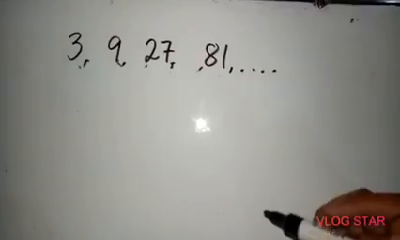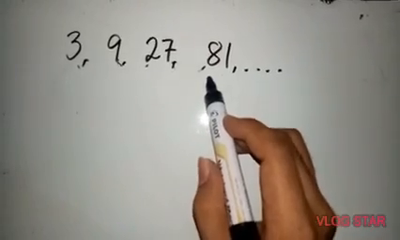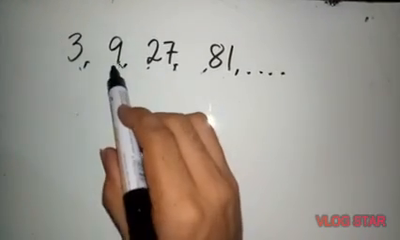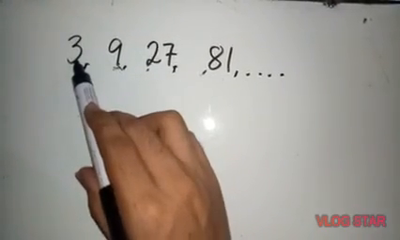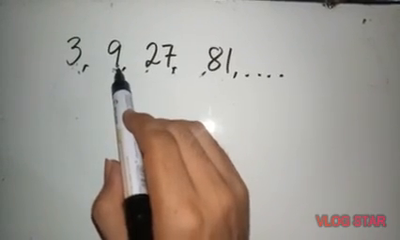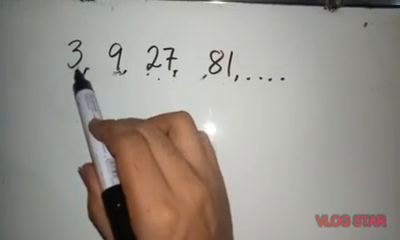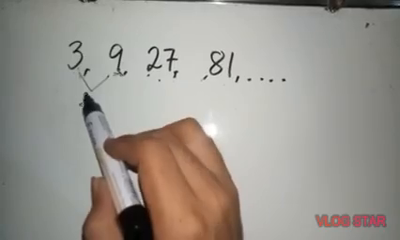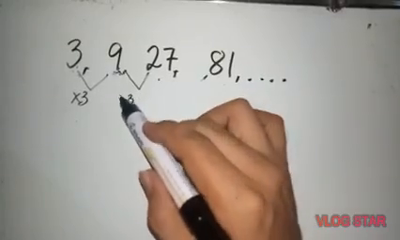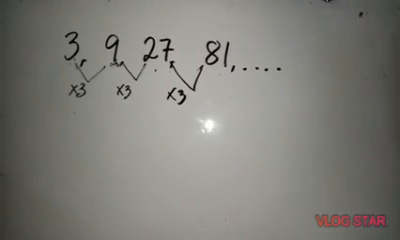Let's study this given pattern: 3, 9, 27, 81. Let's find the relationship of 3 and 9. How can we get 9? 3 plus 3 is not 9. 3 plus 6 can be 9, but 9 plus 6 is not 27. So 3 times 3 is 9. 9 times 3 is 27. And 27 times 3 is 81.